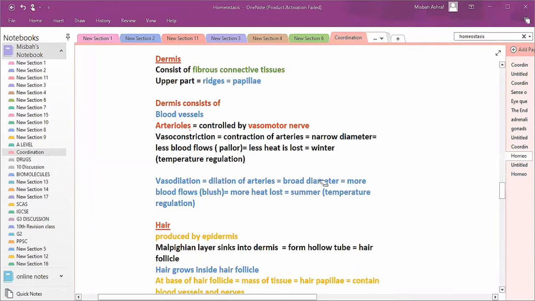Okay, beta, we have studied about the structure of the skin. Now we are going to see how these different parts which are present in skin, they help in maintaining our body temperature. Right? We are going to discuss one by one.